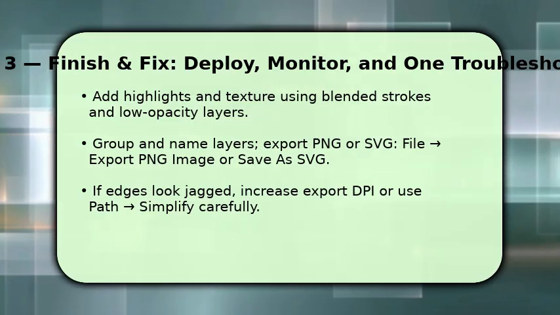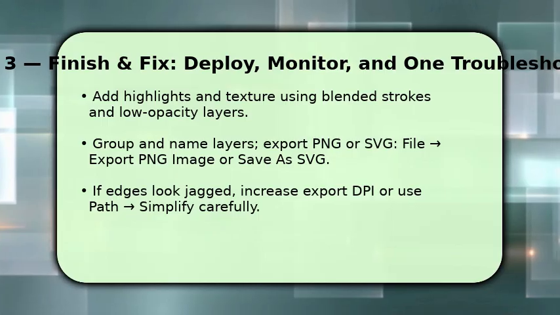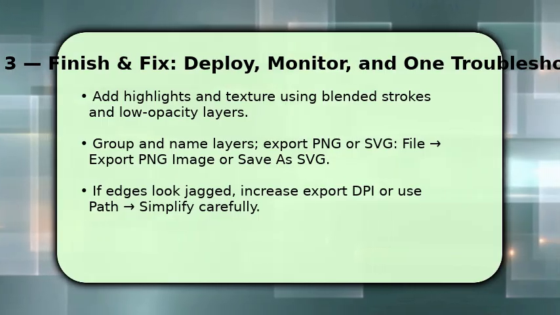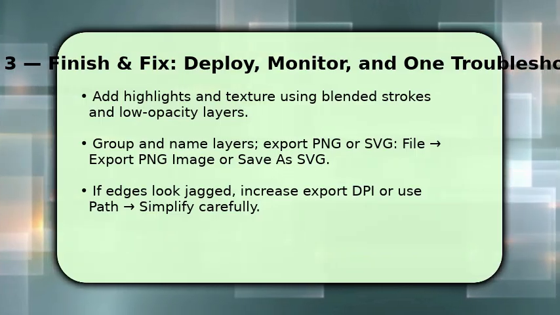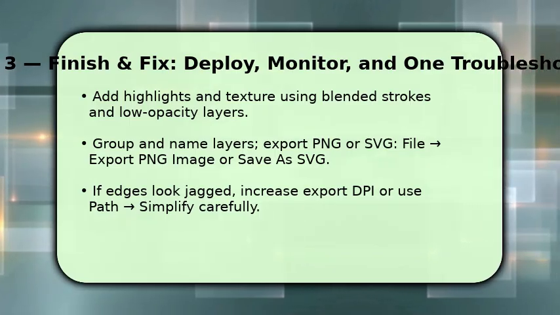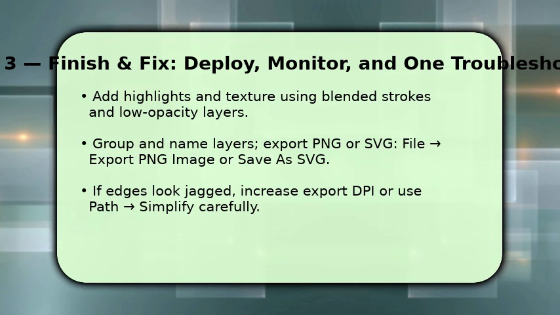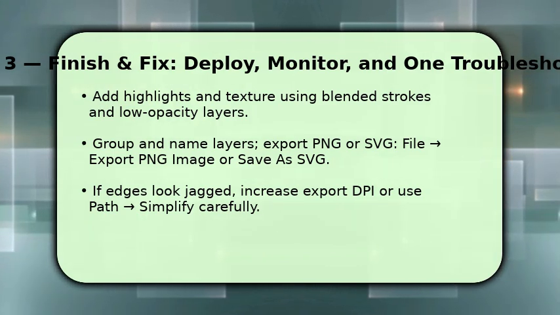Export your work as PNG at a higher DPI if you need raster output, or save as SVG for vector fidelity. If you spot jagged edges after export, increase the DPI or, alternatively, return to vectors and use Path, Simplify cautiously to remove extra nodes without losing silhouette. This fixes most common issues.